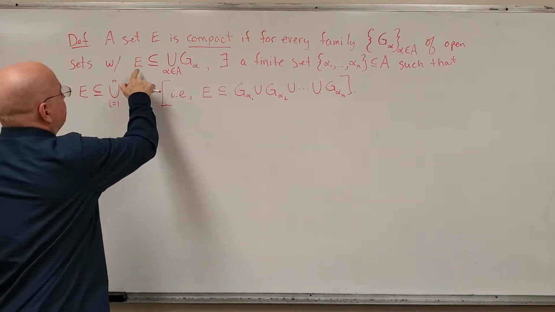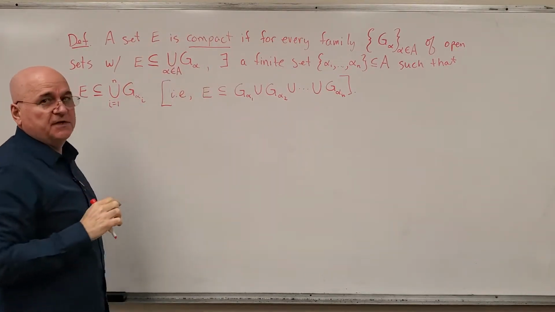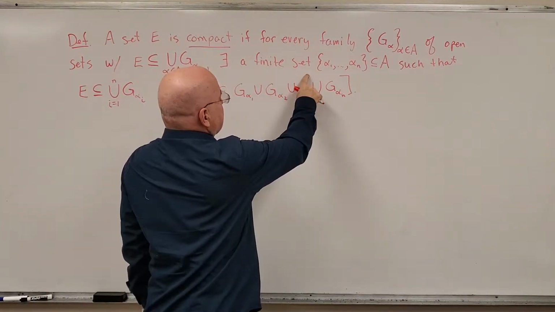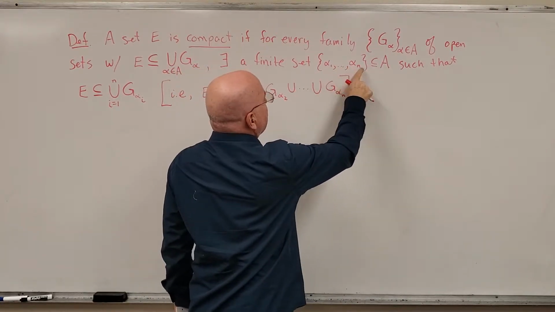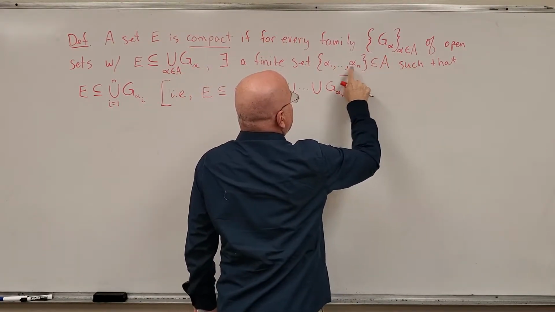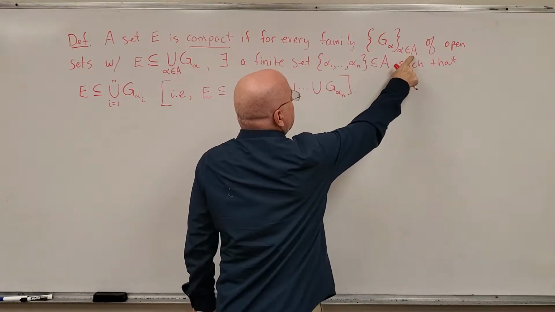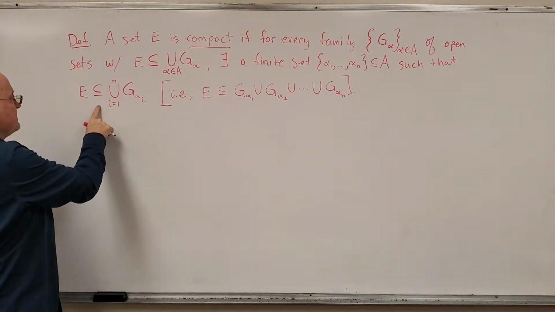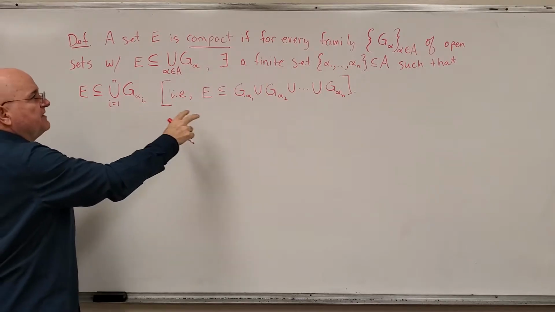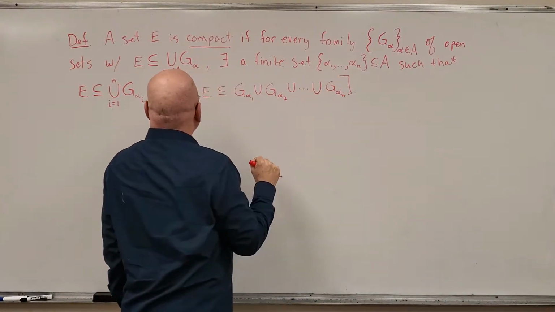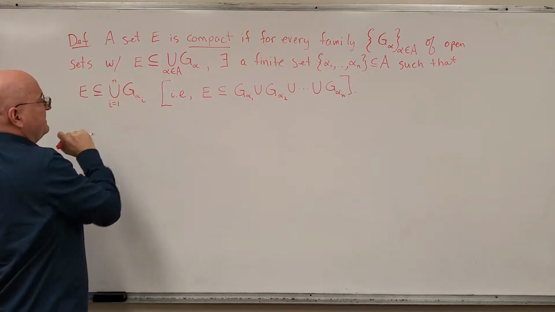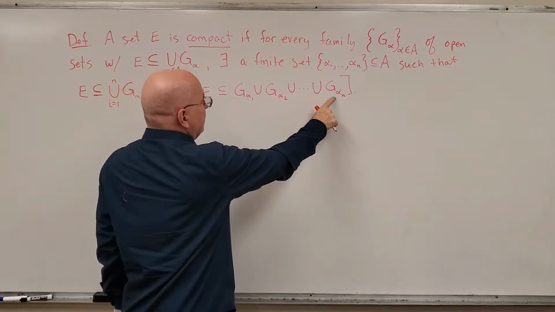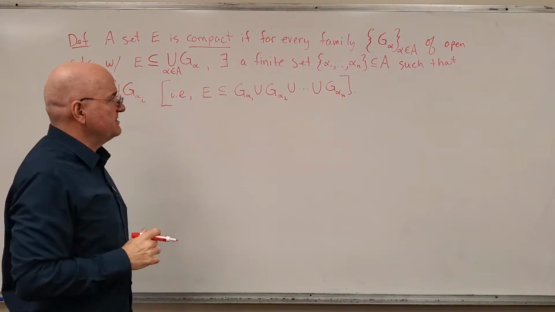that has the property that E is a subset of the union of those open sets, there exists a finite set. Notice what these elements are. They're elements of the index set capital A, such that E is also a subset of the union of this much smaller number of sets. Right here, this finite number of sets. This means, in other words, E is a subset of just this 1, 2, up to n, the union of those n sets.